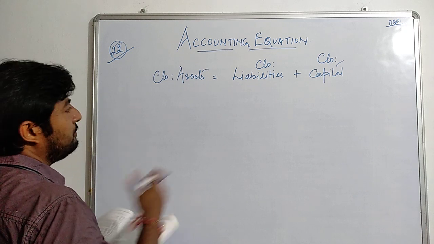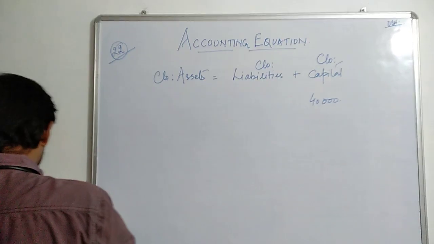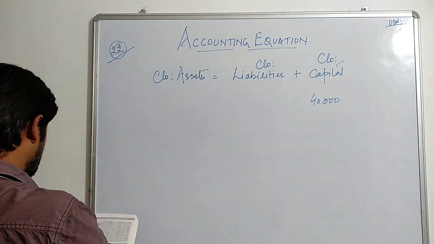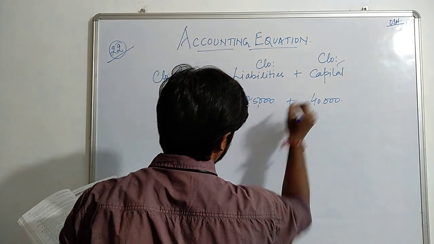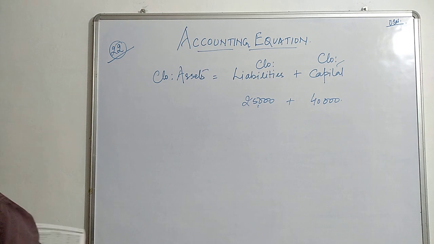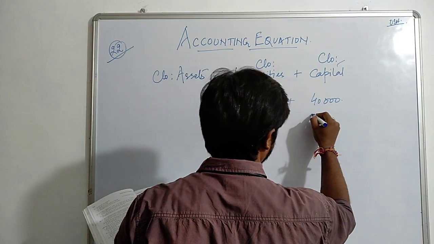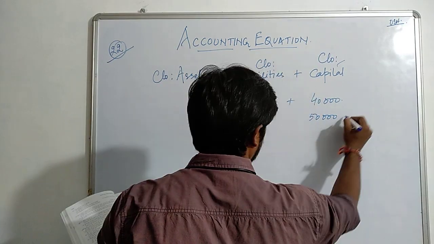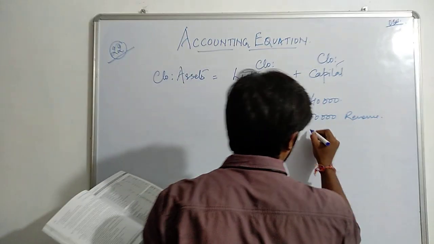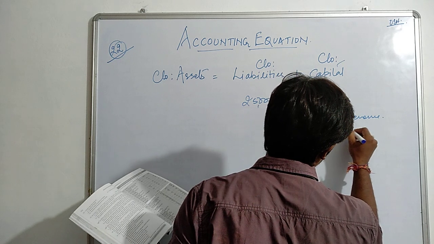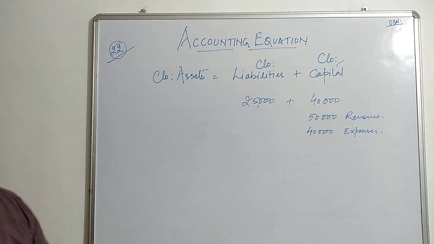Now capital is 40,000. Okay, I am writing in the capital here 40,000. Creditors 25,000. We all know that creditors means liabilities. Revenue means income. Income is 50,000. This is revenue. And your expenses are 40,000. Okay, no problem. Clear. This is the information given in our question.